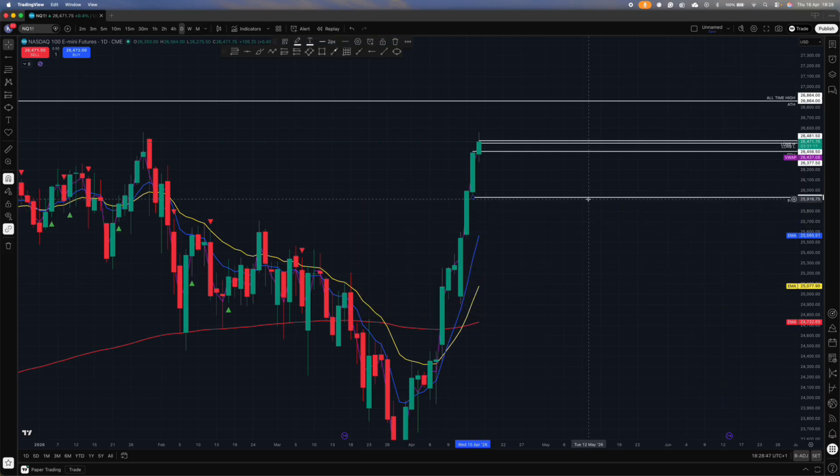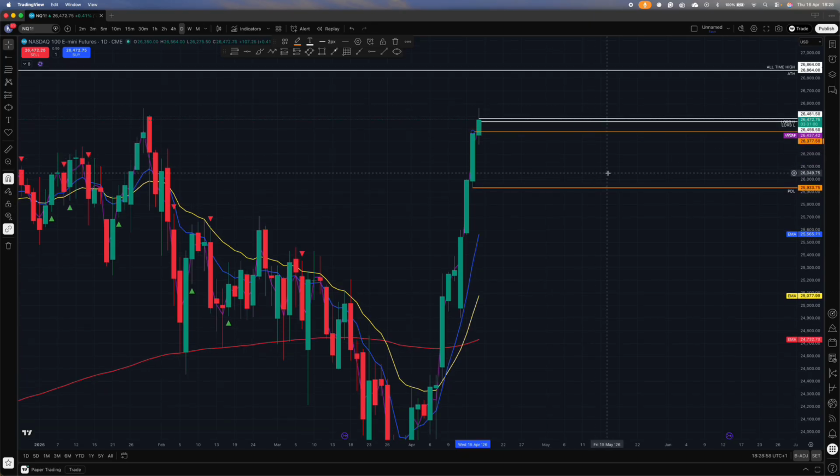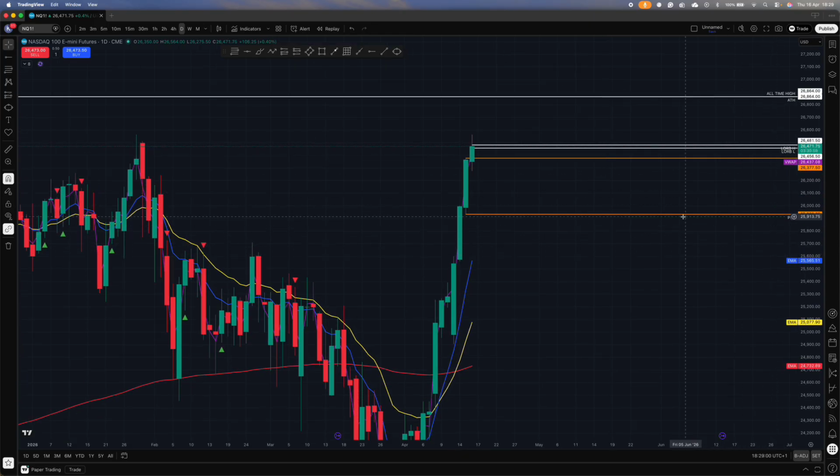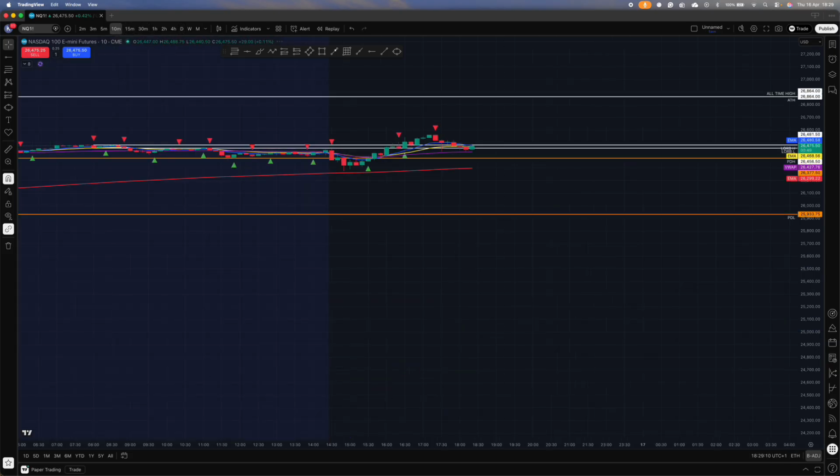Usually I make these a different color. For me, I made them orange just so they stick out. And I know when I go down to the 3-minute or the 10-minute chart, if I'm seeing this orange, then I'm close to the previous day low or the previous day high, depending on the session. And then I'll drop down to the 10-minute chart.